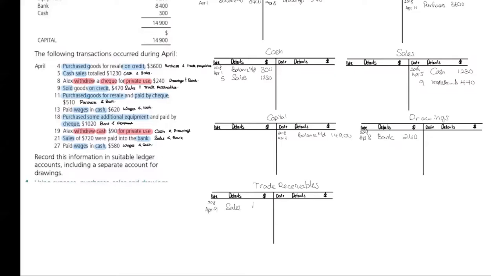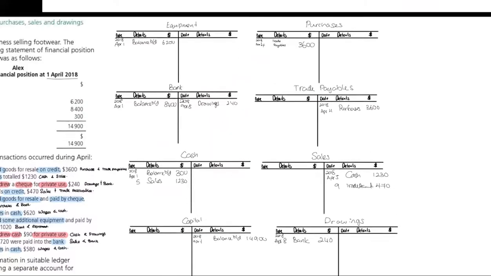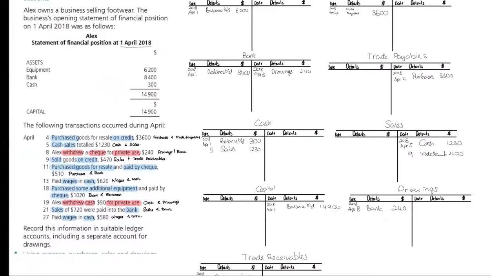Sales 470. Now, purchase goods for resale paid by check. Same thing here. We go to our purchases account, which is 99% on the debit side. We immediately need to put 1020 inside here as our bank. Our money went out of our bank account. 1020. Sorry, 510. Not that. 510 goes out of your bank account as well because you bought stuff.